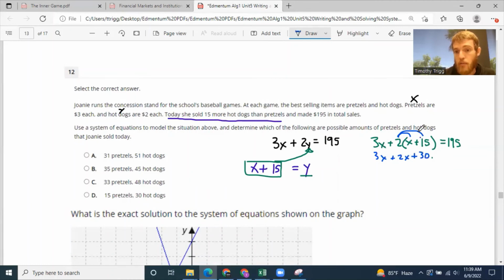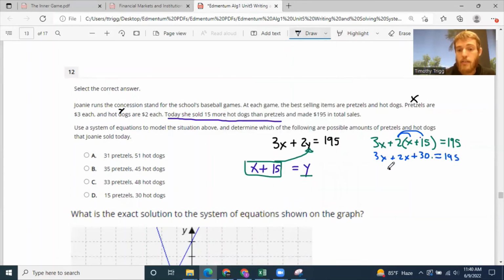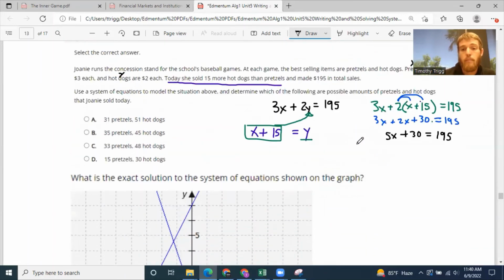Remember, the 2 multiplies with everything in that parentheses, equals 195. Let's go ahead and combine like terms there on the left. We can combine the 3x and 2x to give us 5x plus 30 equals 195. Go ahead and finish solving for x. Once you've found x, then you'll know how many pretzels were sold, and then you can take that value and plug it in for x here to figure out the number of hot dogs.